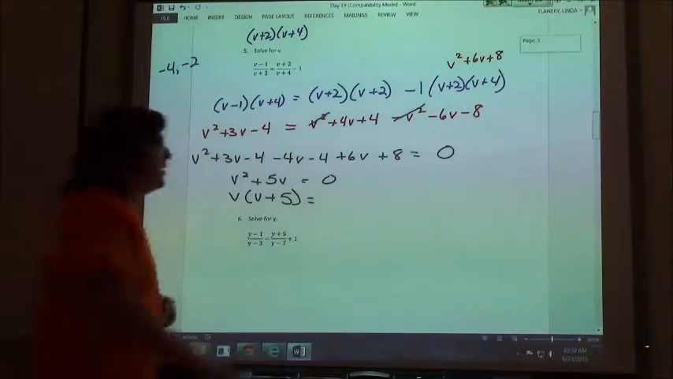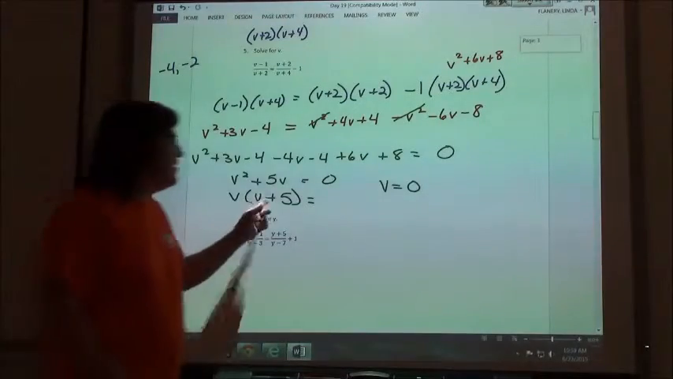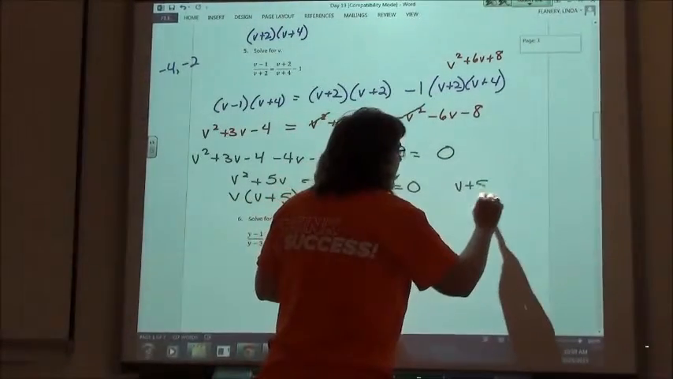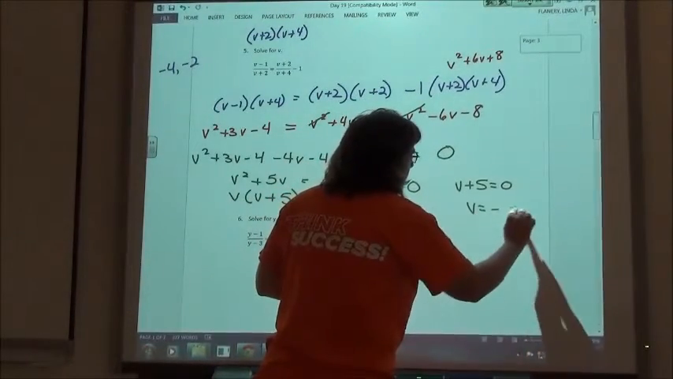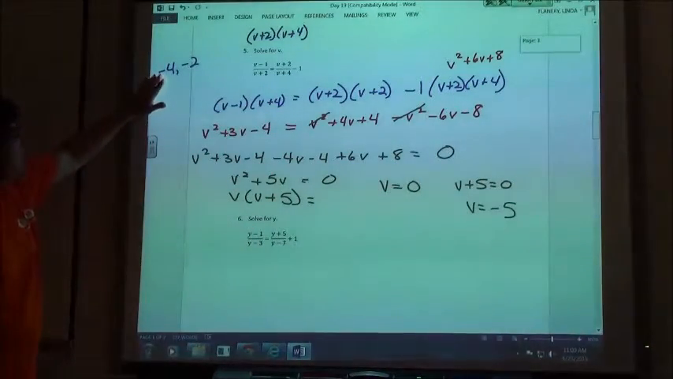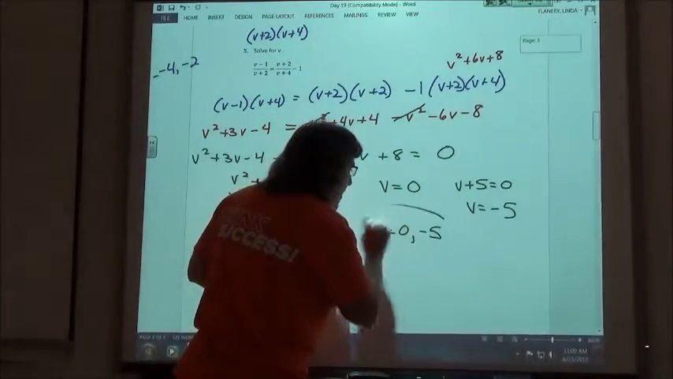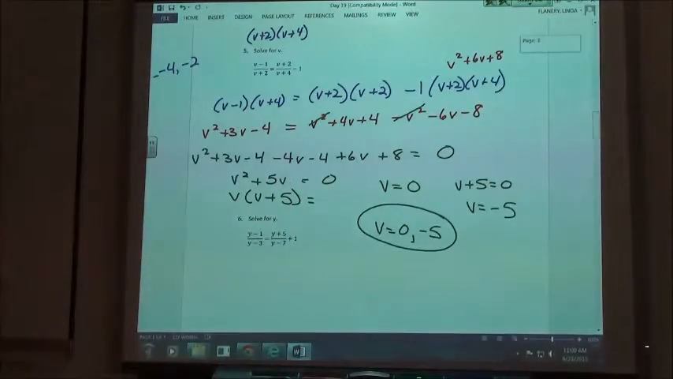So either the v is just going to equal 0, I don't have to do much to solve that, or the v plus 5 equals 0, which gives me a minus 5, right? Look at my restrictions, I don't have either of those, so 0 and negative 5 are going to be my two solutions.